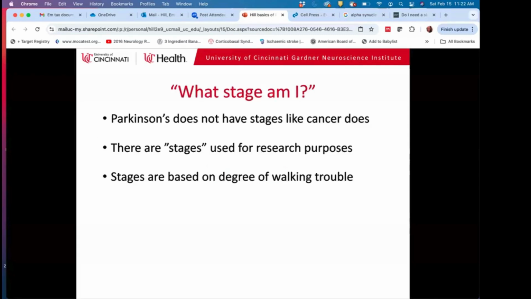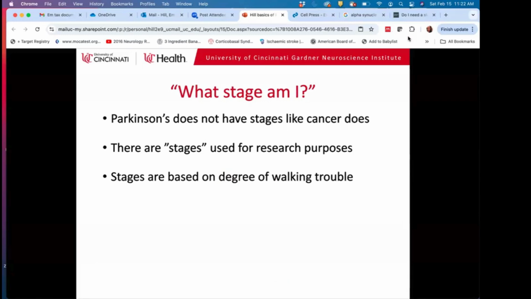Okay, now what? I made the diagnosis and maybe I needed some tests to confirm it, but not usually. But now I've told you you have Parkinson's disease. Now what do we do? Most people say, okay, doc, what stage am I? Parkinson's disease really doesn't have stages like cancer does. Cancer has some nice, easy to understand stages, but Parkinson's really doesn't have that.